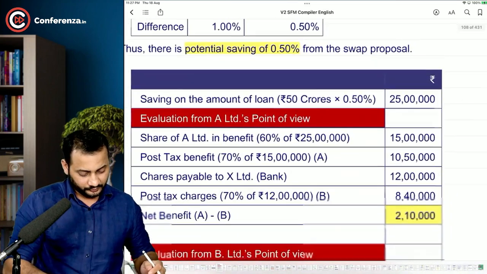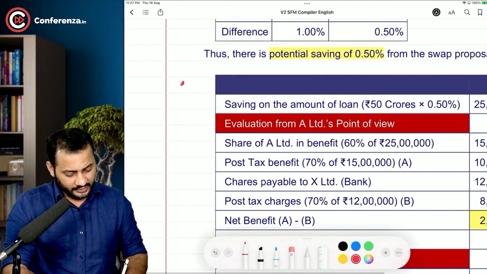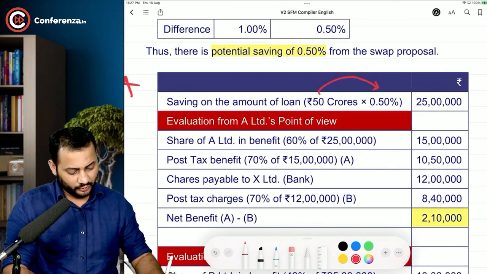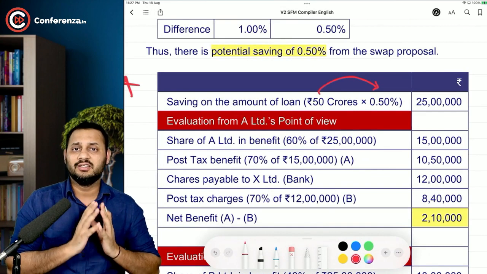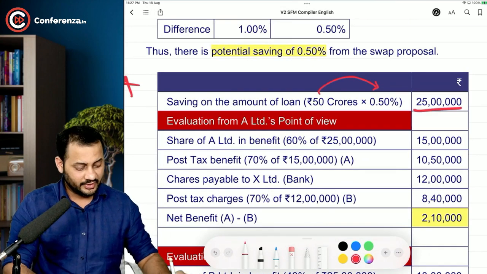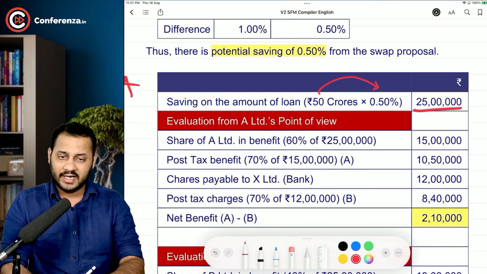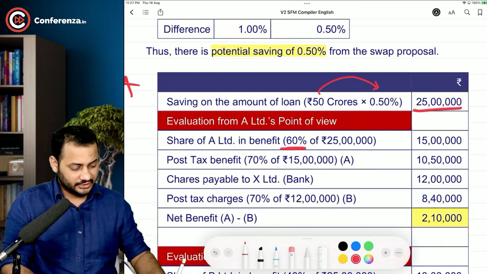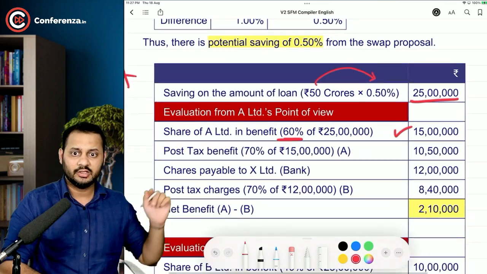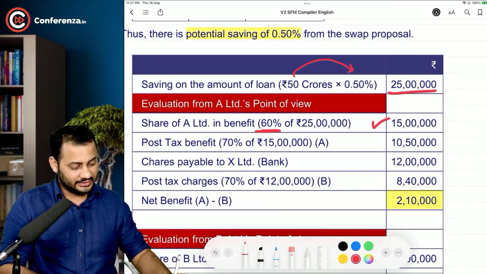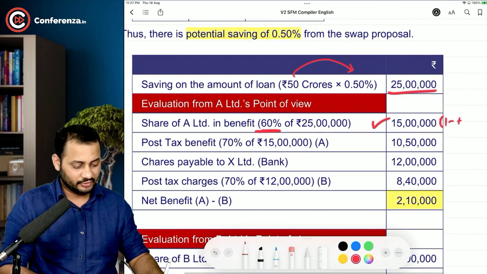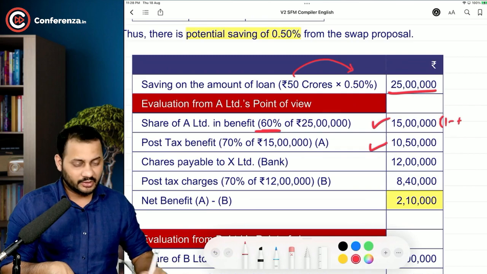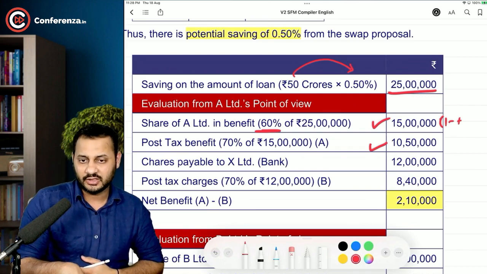Have a look. Let's take the first party, A Limited. Now, saving on the amount of loan, 50 crore into 0.50%. This is the total saving to both the parties, which is 25 lakh. Now, understand that A Limited wants to keep 60% of the saving, which comes to 15 lakh. Clear? Post tax benefit, that means he is going to pay tax on this because this is a profit. 15 lakh is a profit. We will pay tax on this. So post tax benefit is 10 lakh 50,000.